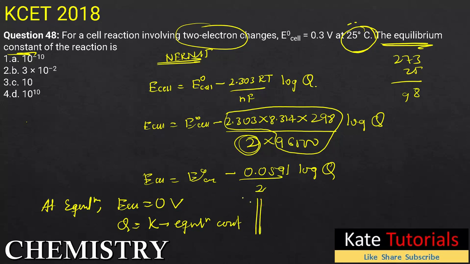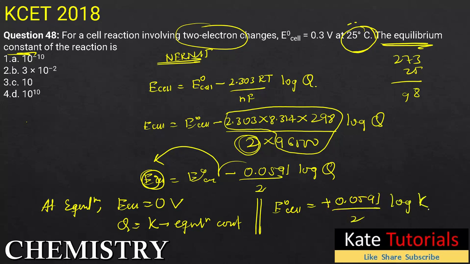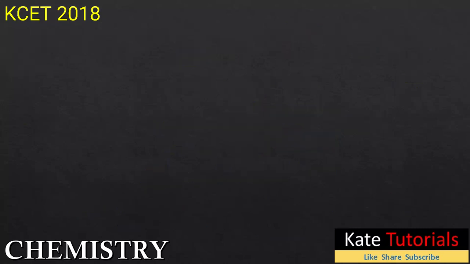So what happens now? The above equation becomes E of cell is 0. So E naught of cell minus, if it goes there, I will get E naught of cell equal to plus, because the minus becomes plus when it goes to this side, 0.0591 upon 2 log Q, and Q becomes K. E naught of cell they have given to be 0.3 volt. So 0.3 volt is equal to 0.0591 upon 2 log K.